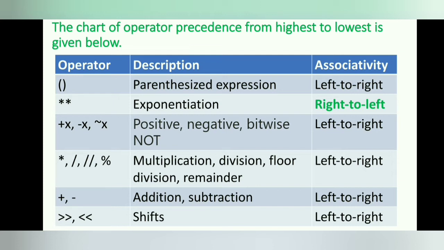The next level of precedence is multiplication, division, floor division, and remainder or modulo operator. The associativity is left to right. These four operators have the same level of precedence. The next highest precedence is addition and subtraction. The associativity is left to right. The next level of precedence is right shift and left shift. The associativity is left to right.